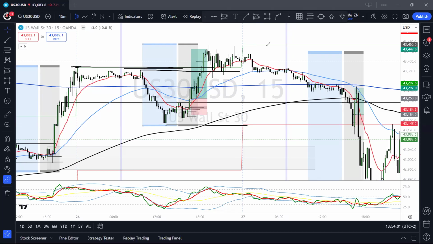So again, I still have a buying bias. I still know about W patterns. I know about M patterns if I'm selling. I know about W patterns if I'm buying. So I do have this W pattern forming.